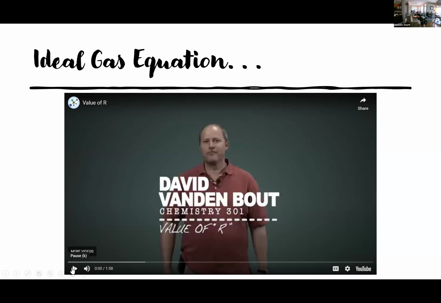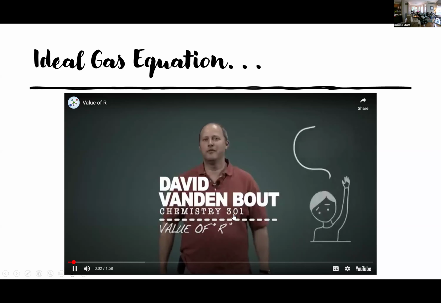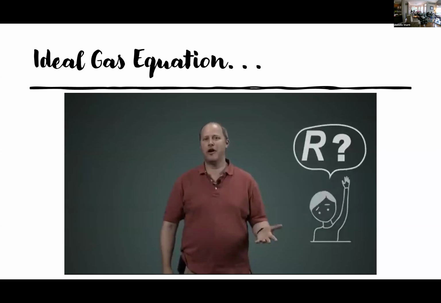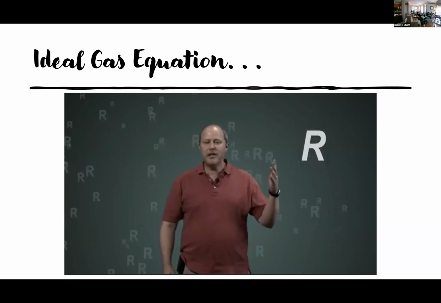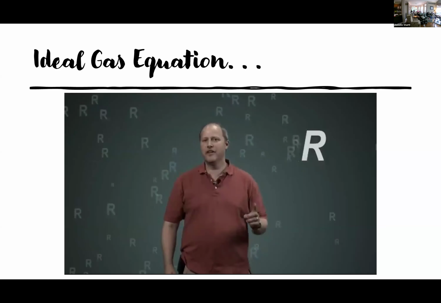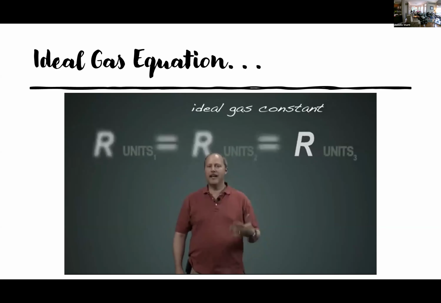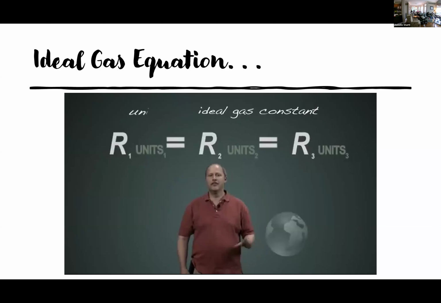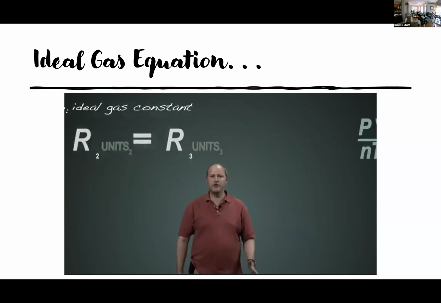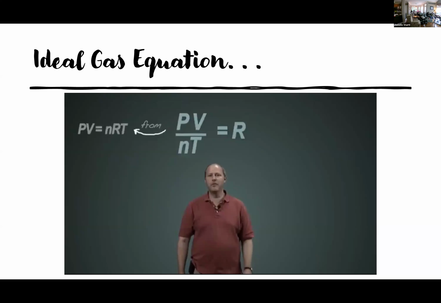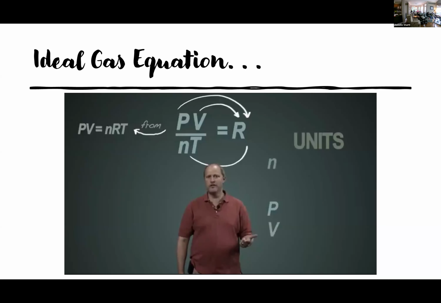Okay, David So Vandenbouw. Students always ask me, which value of R do I use for this problem? And I say there seem to be many, many different choices. And the answer is there's really only one value for the ideal gas constant, but it has lots of different units. It is a universal constant. It's pressure times volume divided by the number of moles times temperature. So the value for R that you get is going to depend on what units you have for pressure, volume, moles, and temperature.